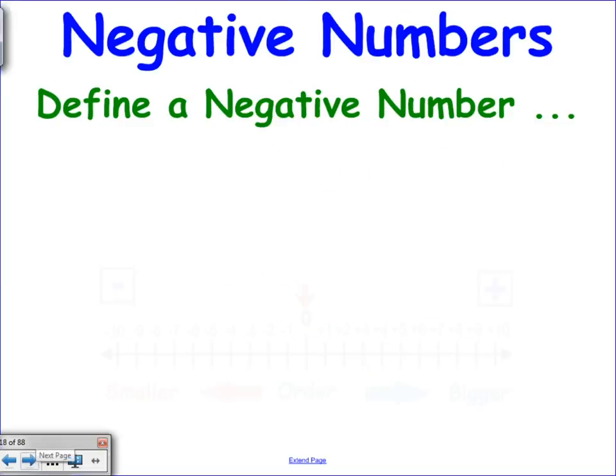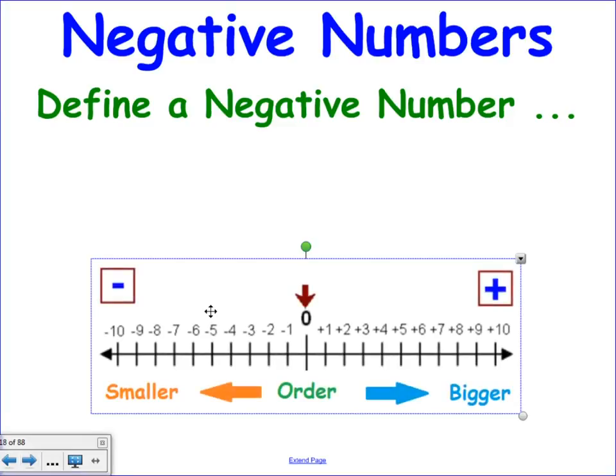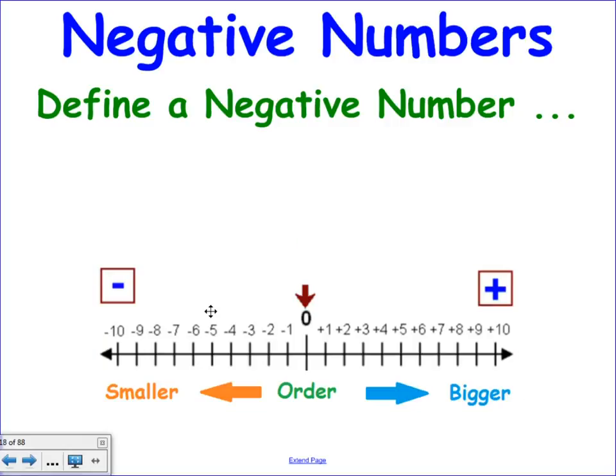Okay, so let's talk about negative numbers for a minute. What is the definition of a negative number? Brilliant. Anything that's below 0. It doesn't have to be a whole number. If it was a teeny bit below 0, we define it as a negative number.